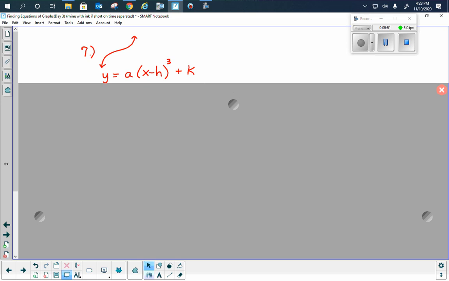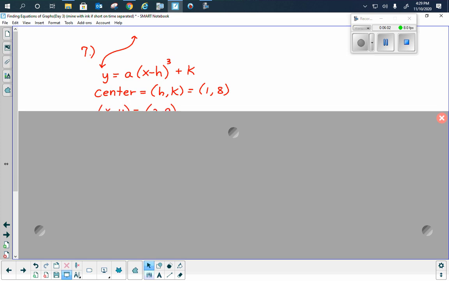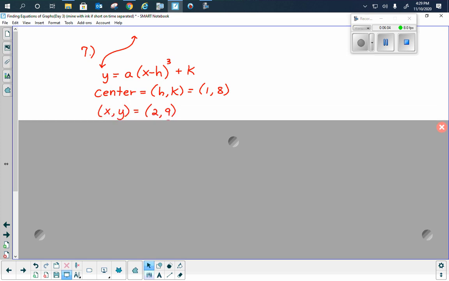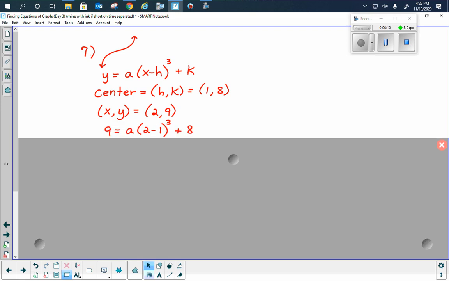The center, right, the center point is how we draw these, from the center point up and the center point down for the curvature. The center HK is 1,8. The X and the Y that was given is 2,9. Fill them all in correctly and resolve for A.